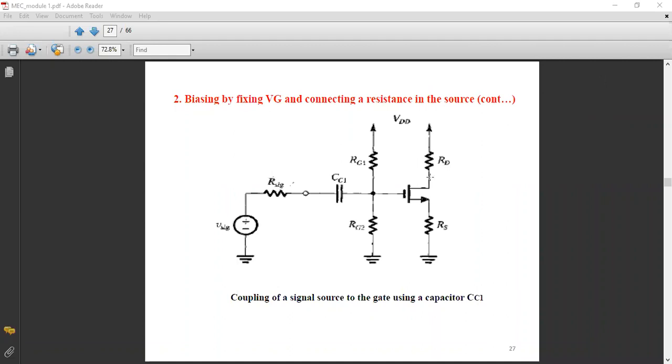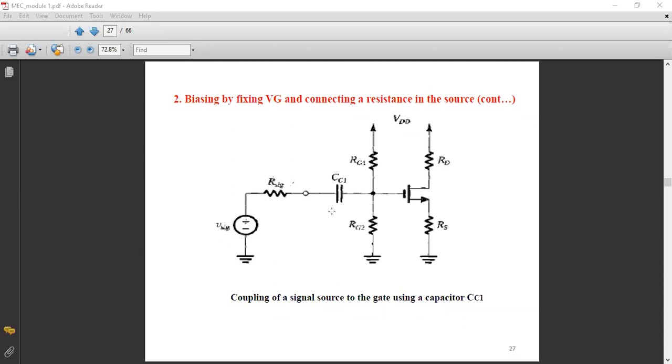Why do you want to block DC? Because the input signal will have some unwanted DC components which you need to block. If it is not blocked, this DC voltage or DC current will come into the gate terminal and disturb the bias voltage or bias current, whatever you have done previously by using RG1, RG2 and RS. By using RG1, RG2 and RS, we have fixed a proper voltage VG, isn't it? But that voltage VG will get disturbed by this unwanted DC coming from your input AC signal, V signal.